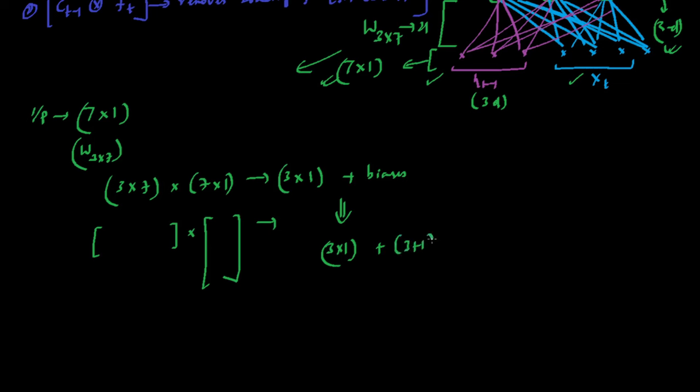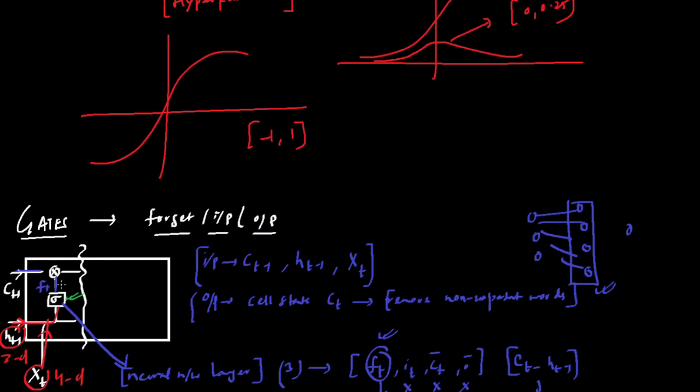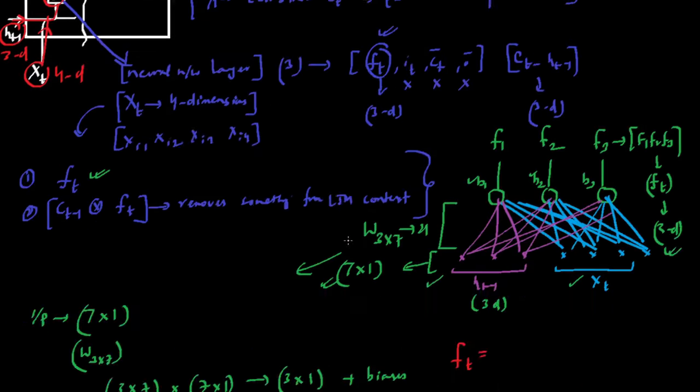So, I'm doing 3 cross 1, and matrix addition is always returning the same magnitude. 3 cross 1 plus 3 cross 1 is always a 3 cross 1 matrix. And this is eventually your f of t. Okay. Now, the formula is very simple. You get the formula like this. ft is nothing but, there is a sigmoid function here.